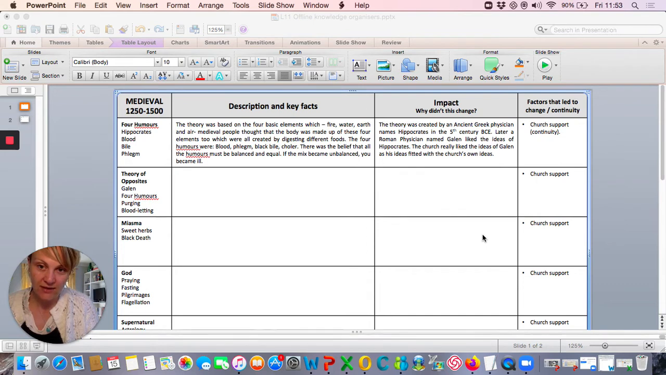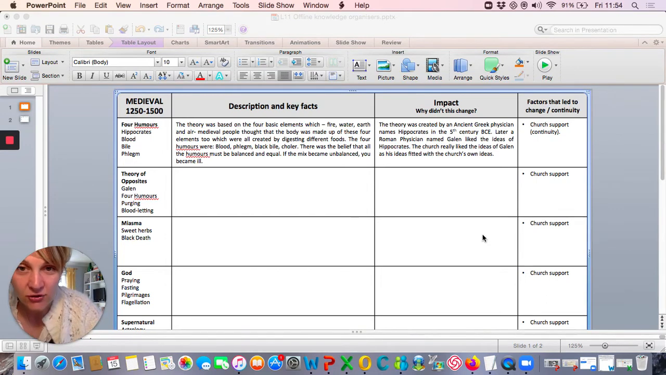Okay, and then in the bigger column to the right of that first column, so in the second column, we can see there's a little bit of description and key facts. So the theory was based, and this is what I've chosen to write, the theory was based on the four basic elements, which were fire, water, earth, and air. Medieval people thought that the body was made up of these four elements too, which were all created by digesting different foods. The four humours were blood, phlegm, black bile, cholera. There was the belief that all the humours must be balanced and equal. If they became mixed, they were unbalanced and you would become ill.